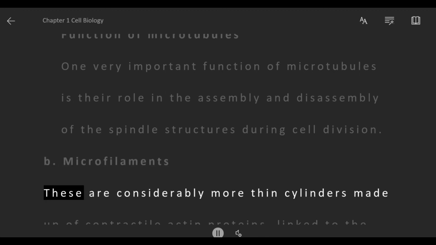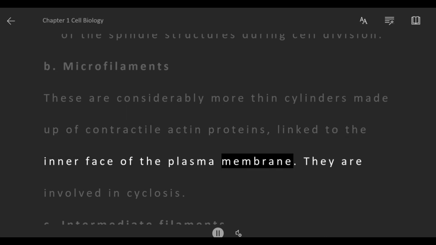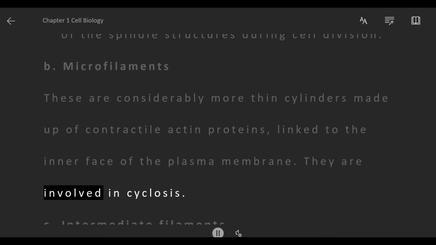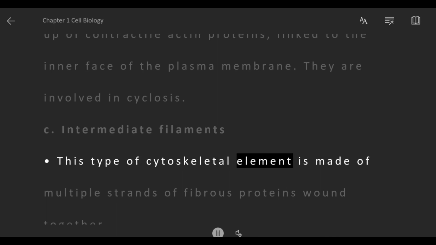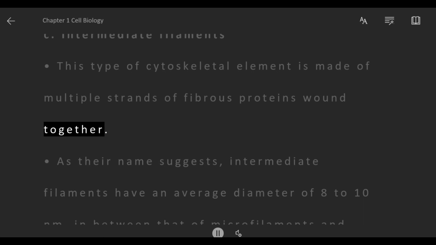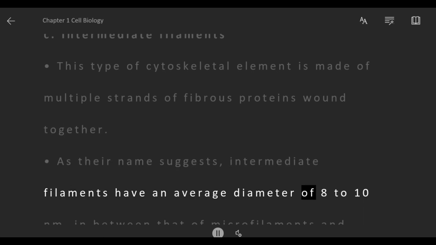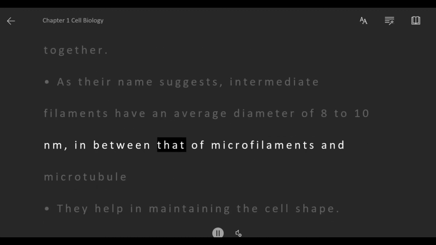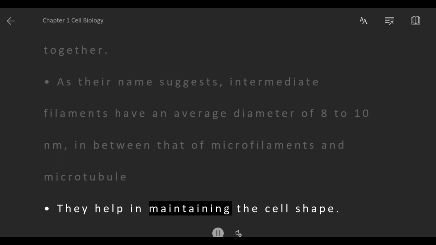B. Microfilaments. These are considerably thinner cylinders made up of contractile proteins, linked to the interface of the plasma membrane. They are involved in cyclosis. C. Intermediate filaments. This type of cytoskeletal element is made of multiple strands of fibrous proteins wound together. As their name suggests, intermediate filaments have an average diameter of 8 to 10 nanometers, in between that of microfilaments and microtubules. They help in maintaining the cell shape.